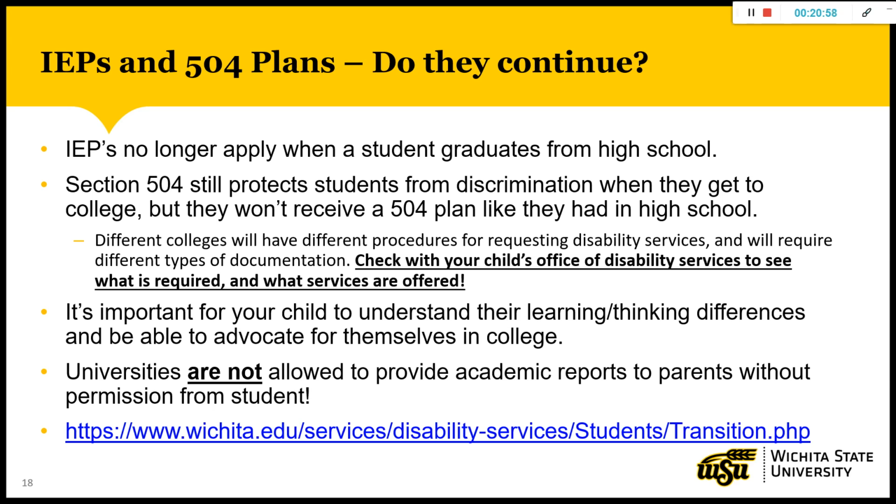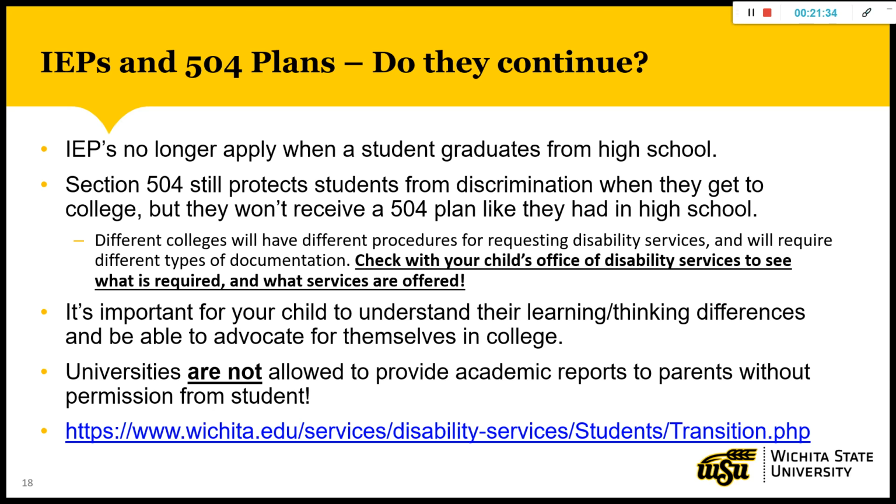It's important for your child, this is a really big one too, to understand their learning and thinking differences, to understand what they are and to be able to advocate for themselves. Self-advocacy is very important at the collegiate level, and universities are not allowed to provide academic reports to parents without permission from the student, because the student is now a legal adult, and any information can't be provided without the consent of the student. So it's important to make sure that you know that as your child is transitioning.